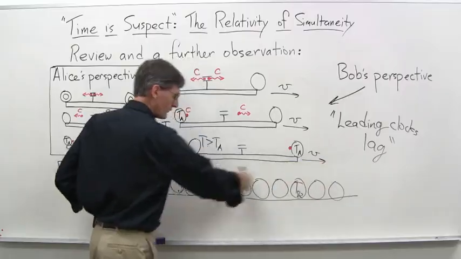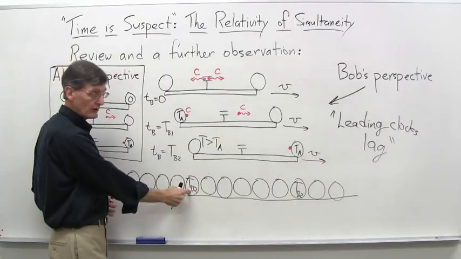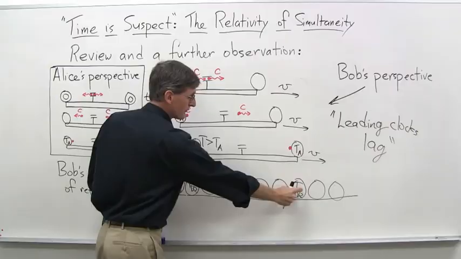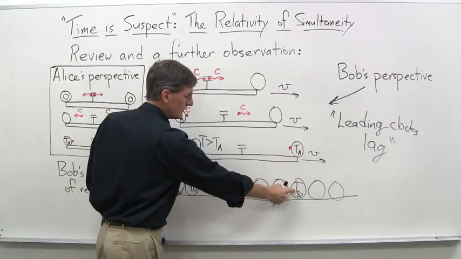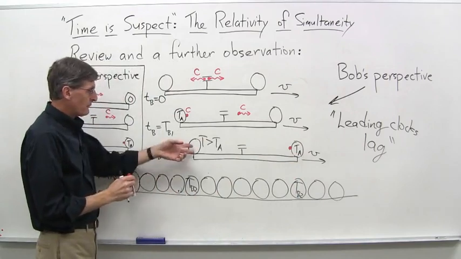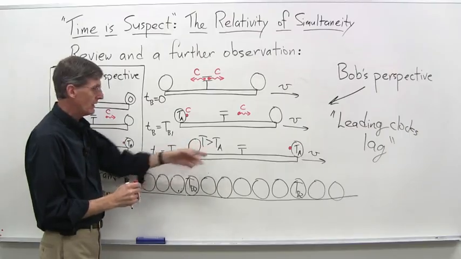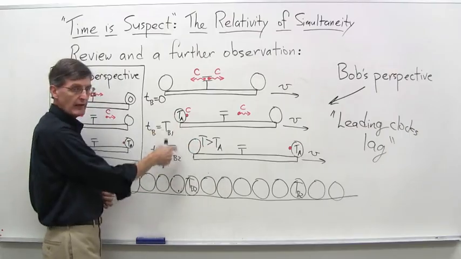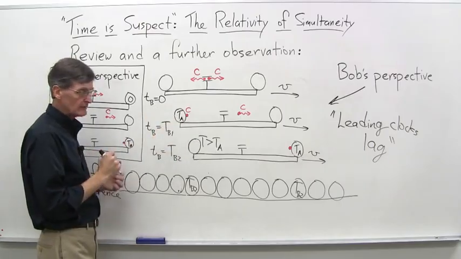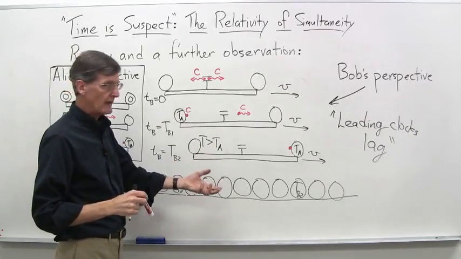Remember, all Bob's clocks are synchronized to him, so he could take a flash photo right here. His clock would read TB2. He'd take the flash photo at the same time as far as he's concerned. He'd read TB2 here. He'd see Alice's clock read T sub A, but he'd see this clock of Alice's reading a time greater than T sub A, because this clock passed T sub A earlier when that light pulse hit. And so again, leading clocks lag.